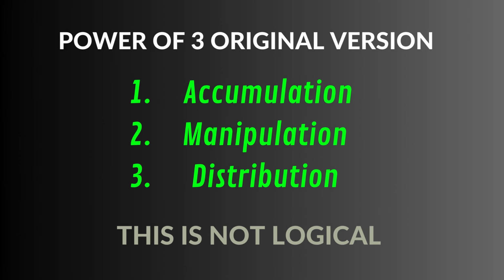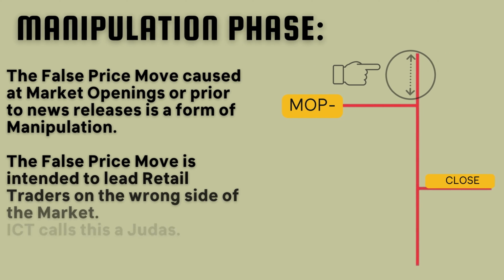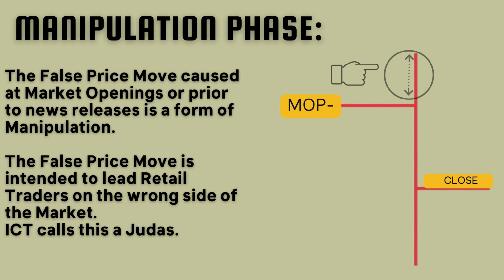But to understand it, you guys are going to have to understand the way I look at Power of 3. Here's the original version, right? AMD, accumulation, manipulation, and then finally distribution. This is not logical to me. Therefore, I created my own understanding of it.